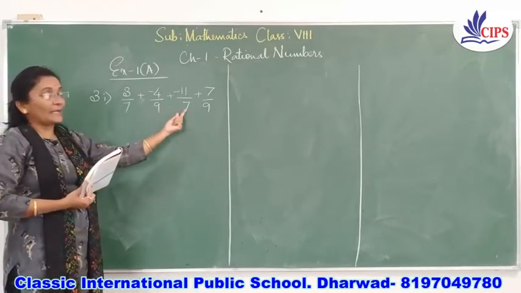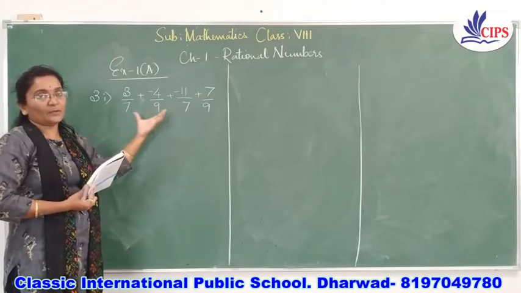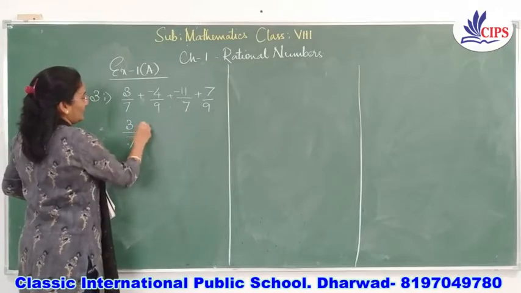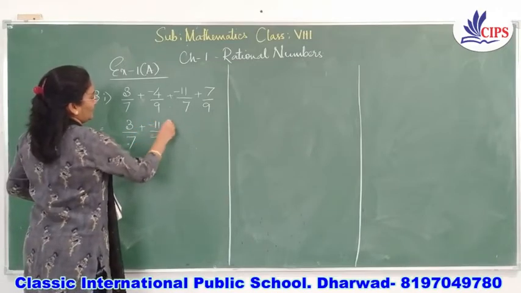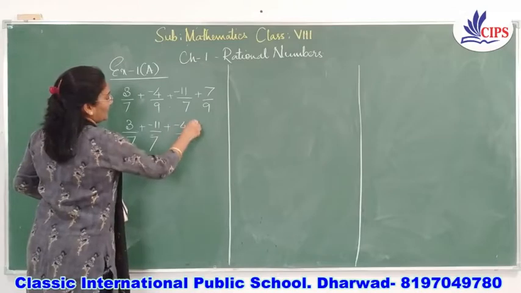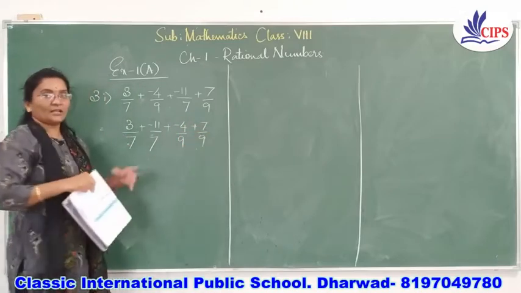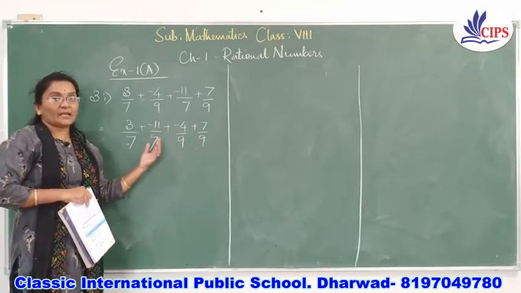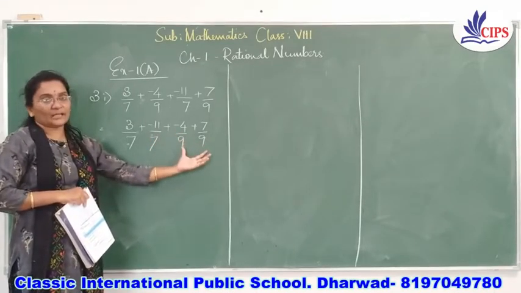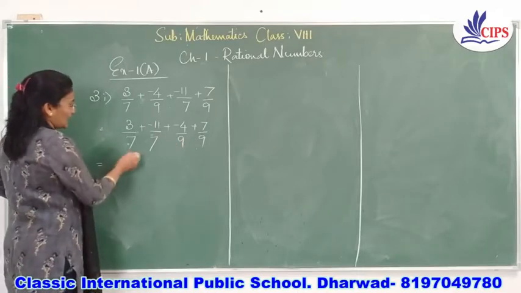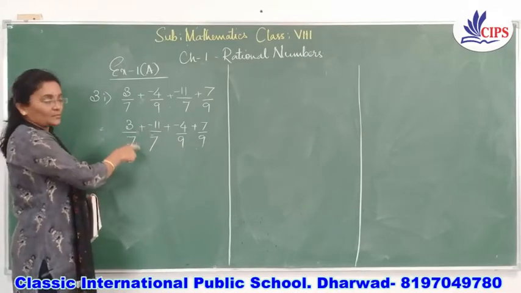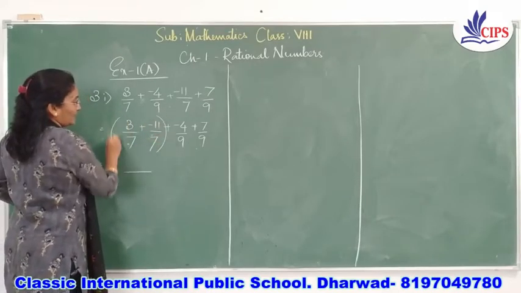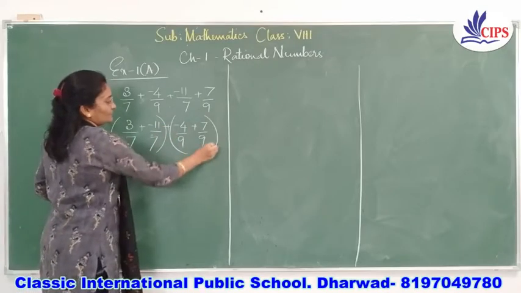What we'll do is, the numbers with the same denominators, we'll combine them. That is 3 by 7 and minus 11 by 7, minus 4 by 9 and 7 by 9. So now we have rearranged those numbers. The value will not change, only we have changed the place. We have written all the numbers the same. Now as these denominators are the same, we'll solve these first. Now we have the same denominator, that is 7. We'll add these both first and later we'll go for these.